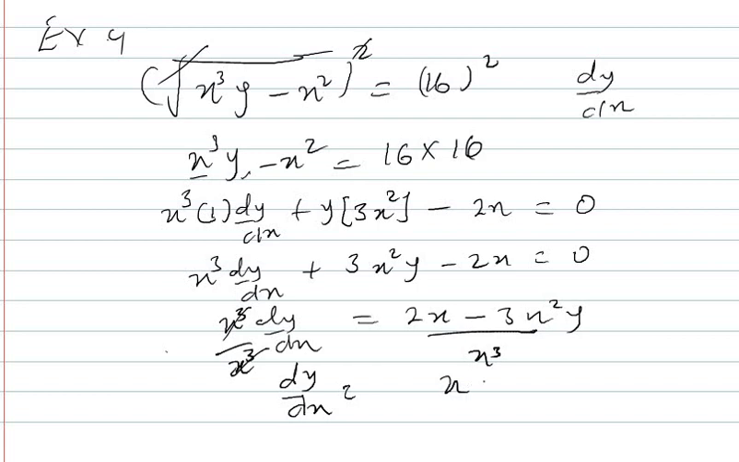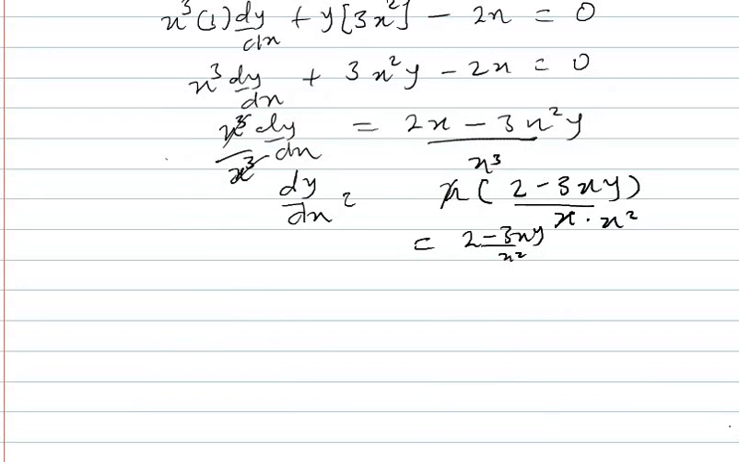We have x times (2 minus 3xy) over x cubed. We can say x cubed is x times x squared. This x goes with this, so we'll have dy/dx equal to (2 minus 3xy) over x squared.